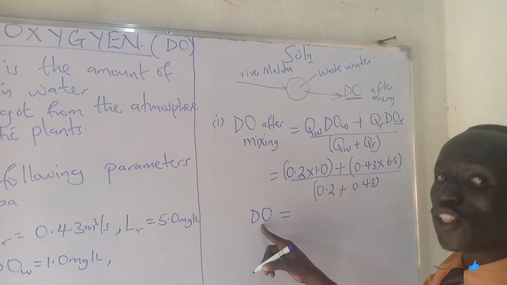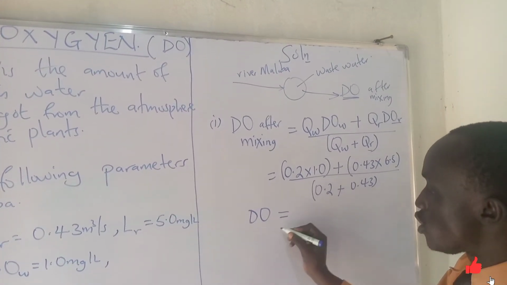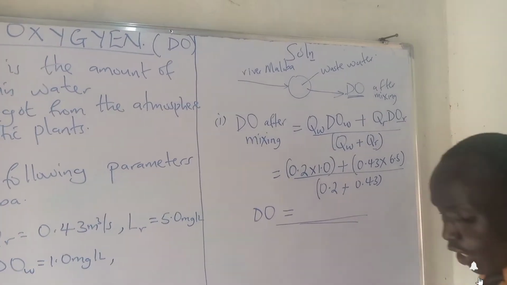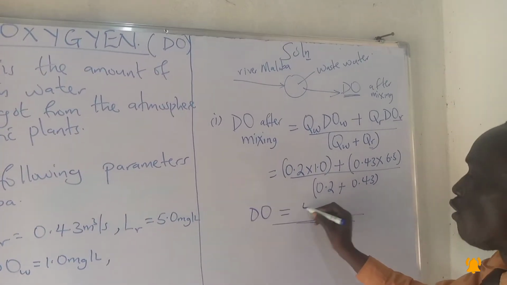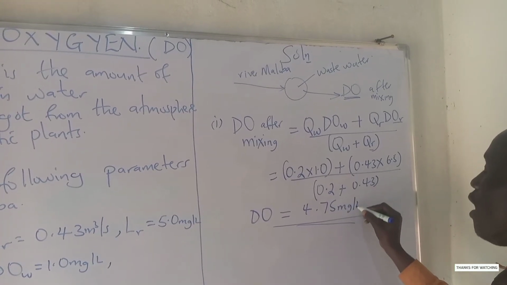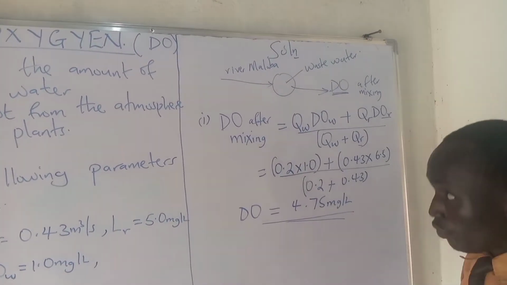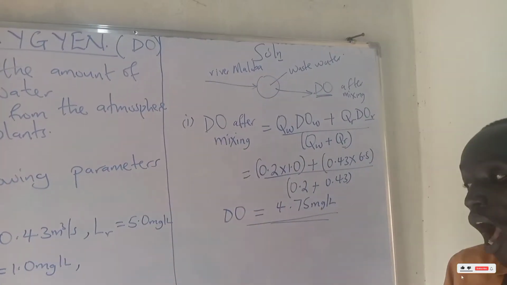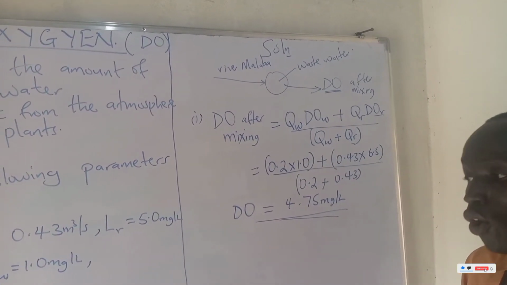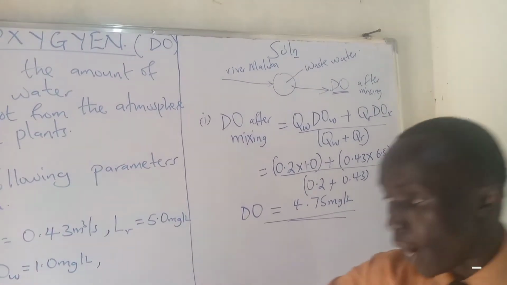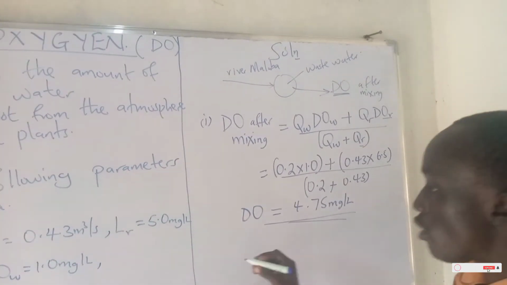When you compute that, what's the dissolved oxygen, DO? After computing, we shall find that our dissolved oxygen is going to be 4.75 milligrams per liter. Now that's very important. After finding the dissolved oxygen after mixing, our question says we should also find the initial BOD after mixing, the initial biochemical oxygen demand.